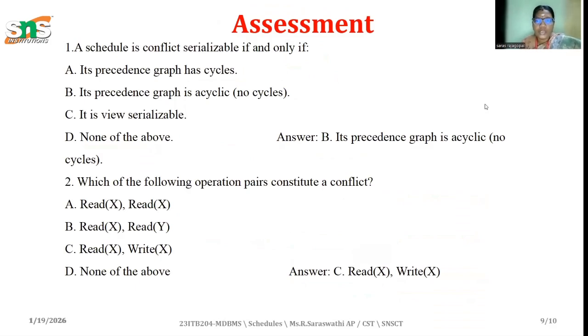Assessment. A schedule is conflict serializable if and only if its precedence graph is acyclic. Precedence graph acyclic means there is no cycle. Which of the following operation pairs constitutes a conflict? Read of X and write of X.